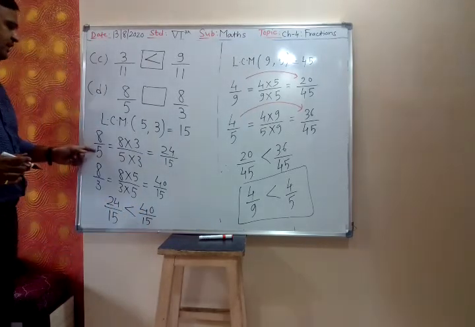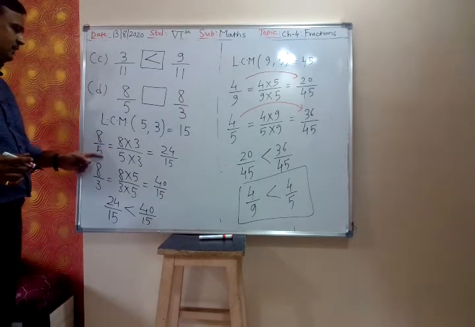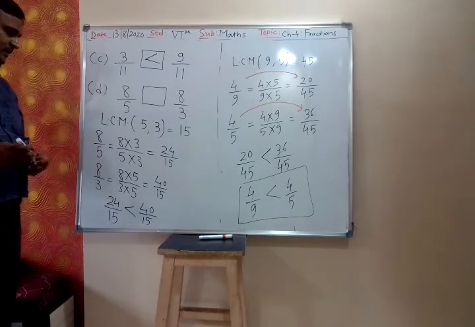Because it is 8 by 5, no? To make the denominator equal, I have to multiply and divide by 3. For 8 by 3, to make the denominator 15, I have to multiply and divide by 5.